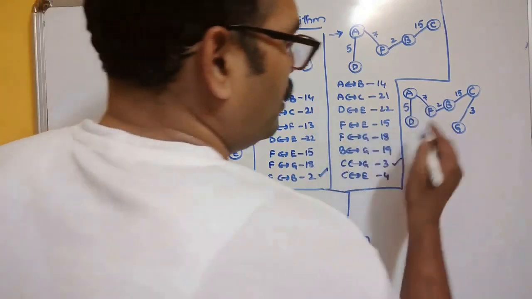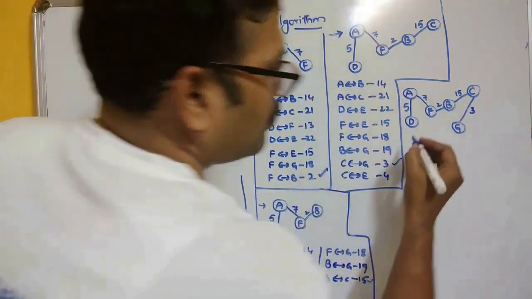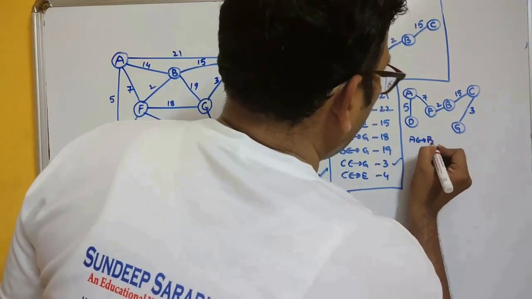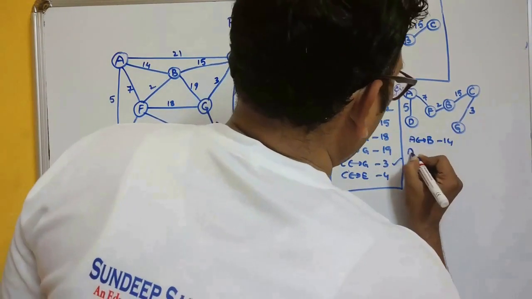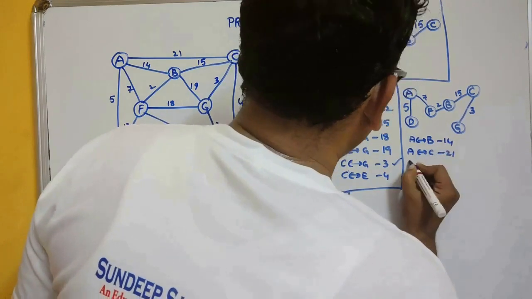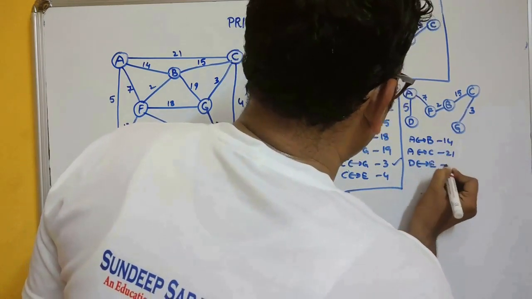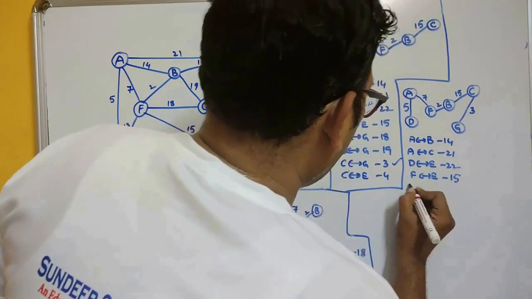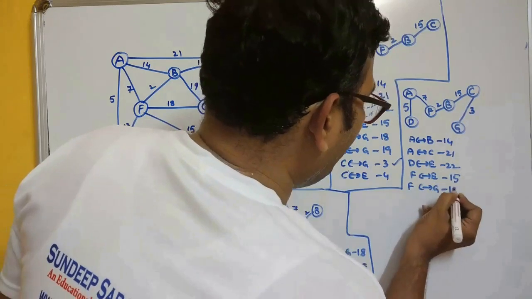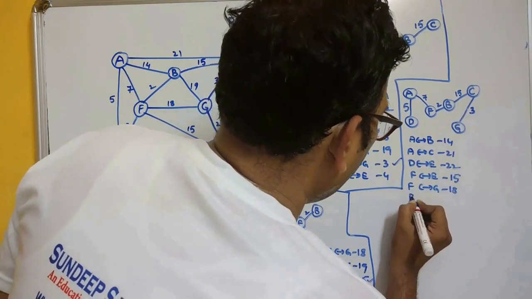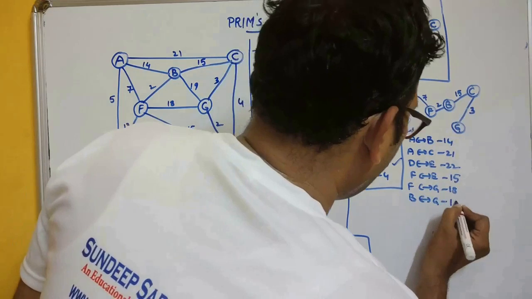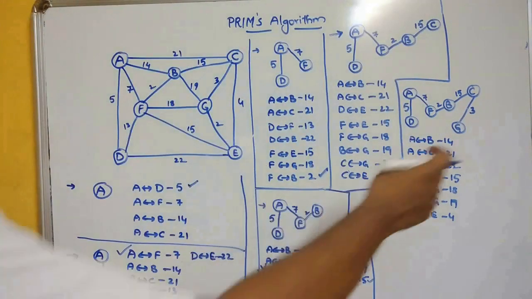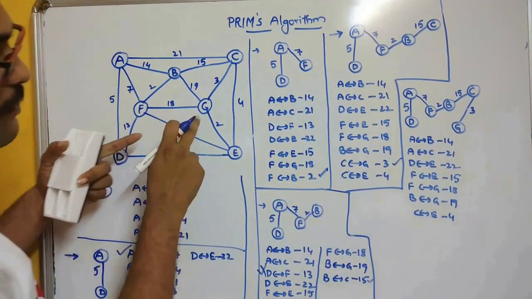So what are the remaining edges? See, you can observe here. A to B with a 14 and A to C with a 21, D to E with a 22, F to E with a 15 and F to G with 18, B to G with 19 and C to E with 4. Now the new vertex is G. Now consider from G.